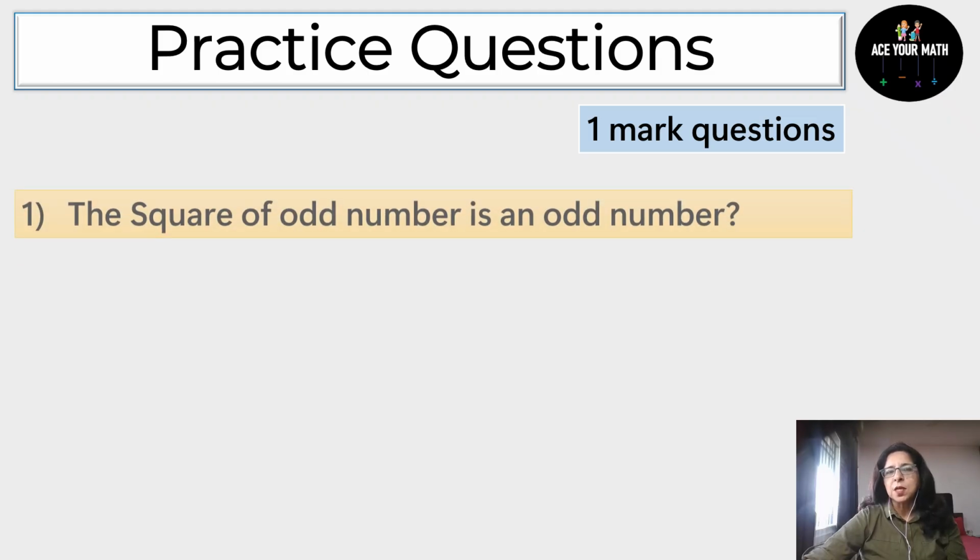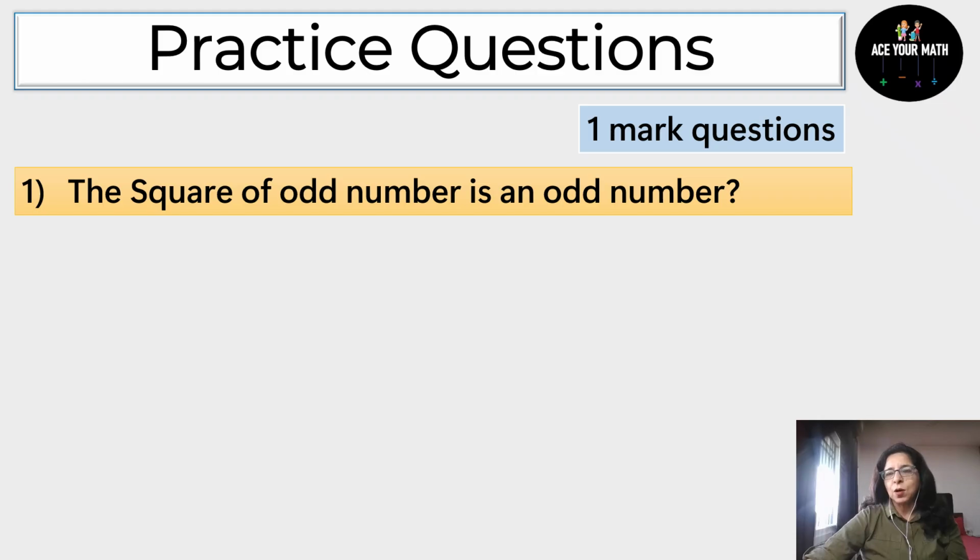It's a true and false. The square of odd number is an odd number. Is this statement true or false? See, this statement is true. Whenever you find the square of an odd number, you will get an odd number only.